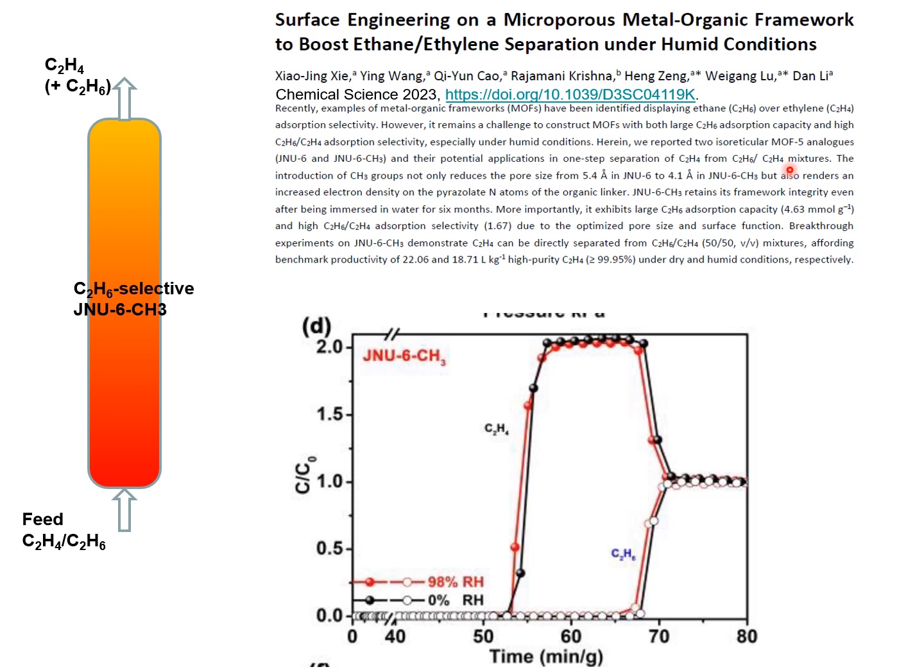C2H4, C2H6 mixtures to produce ethene of the required purities that are demanded for feedstocks to polymerization reactors. A specific feature of JNU-6-CH3 is that the framework integrity is maintained even in the presence of water for long periods of time.